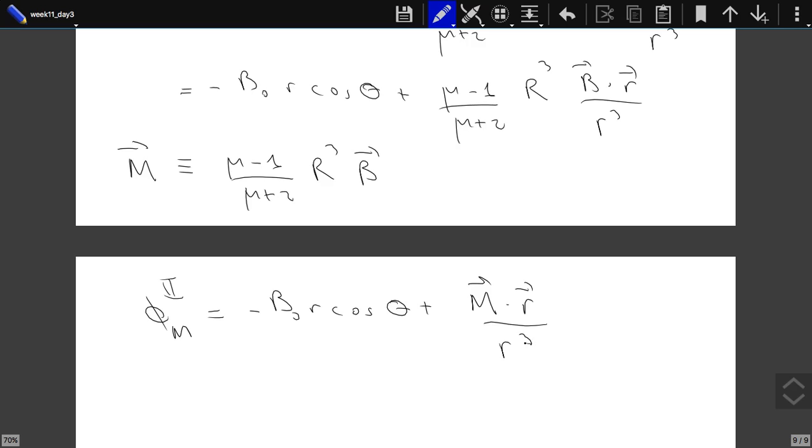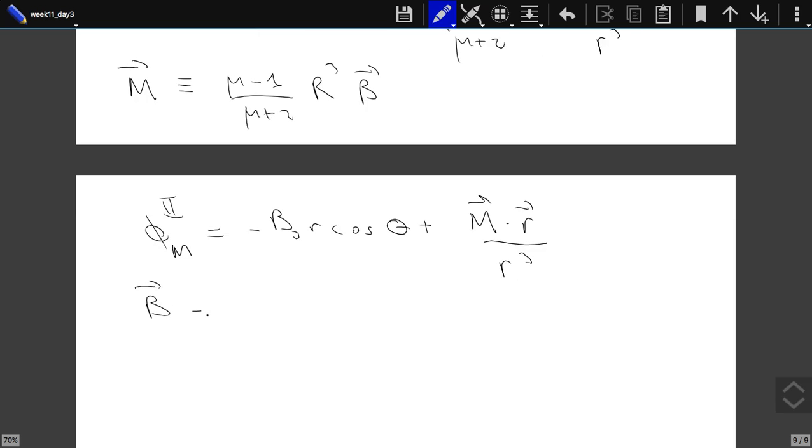You see, the last one is just similar to the potential created by an electric dipole. And if we calculate the corresponding B field, this will be B0, this is from the first term, plus 3 m dot r hat r hat minus m divided by r cubed. The first one is the one we apply. The second one is due to the magnetization of our system.